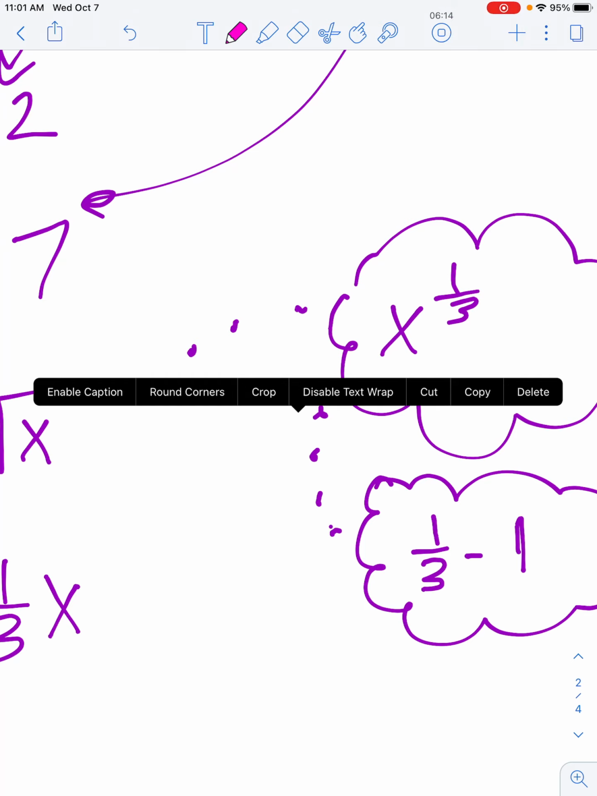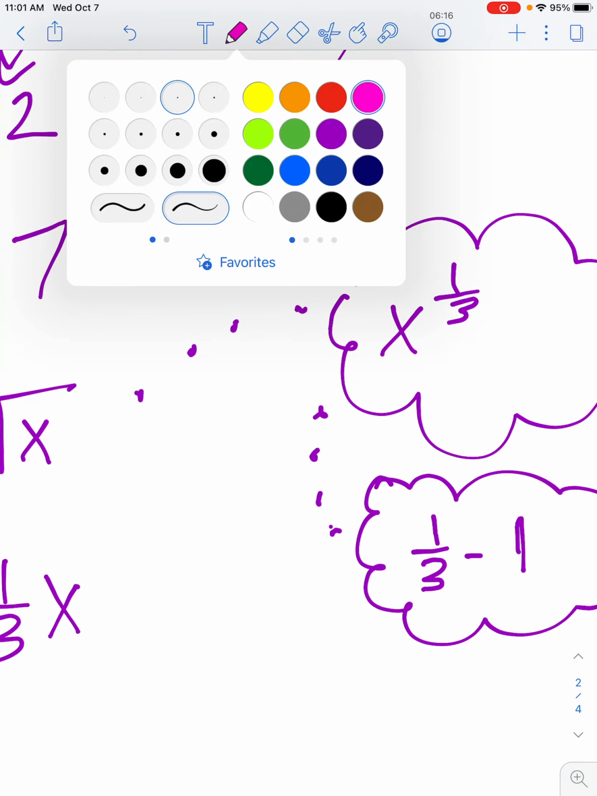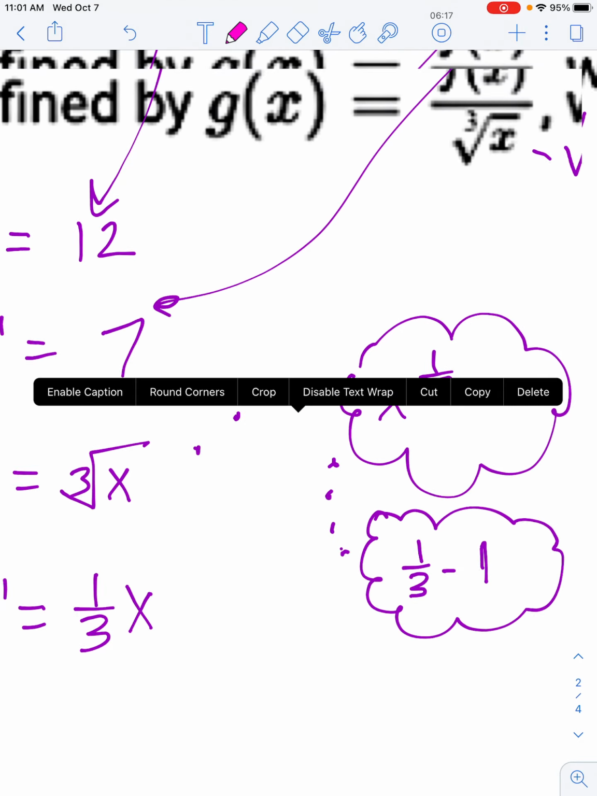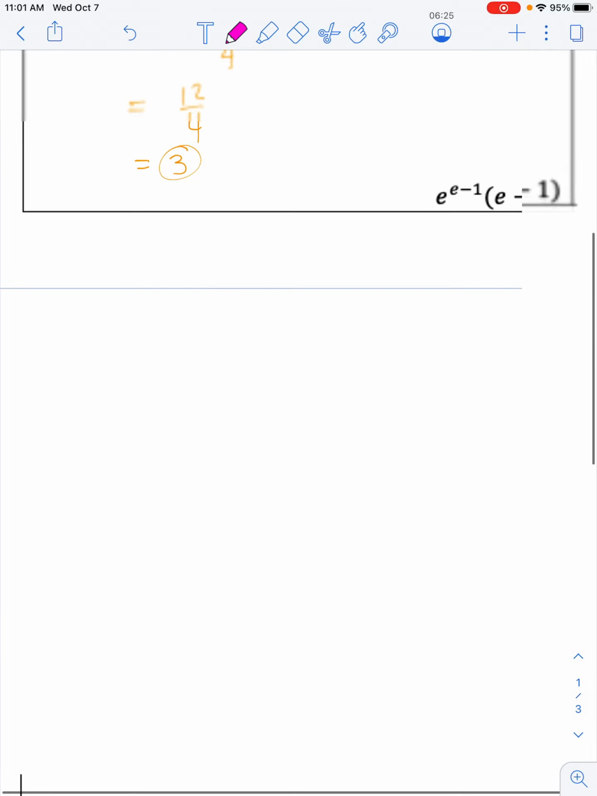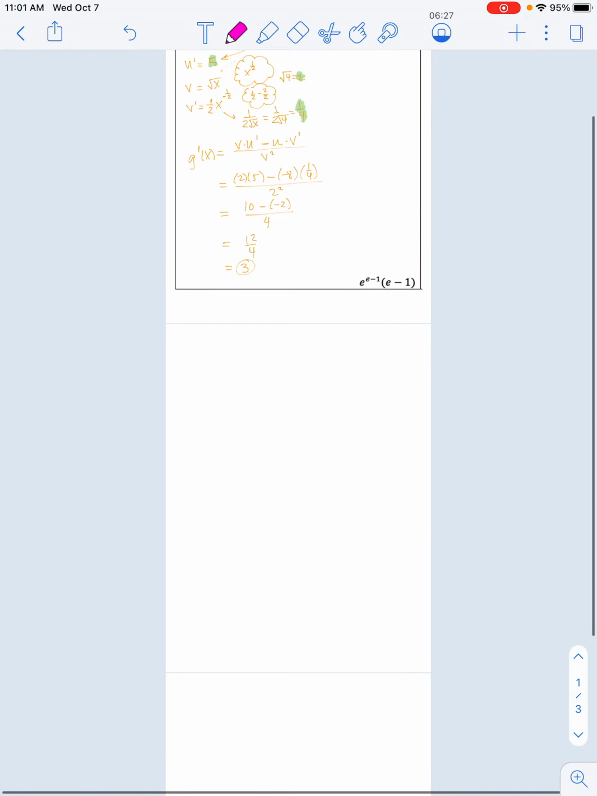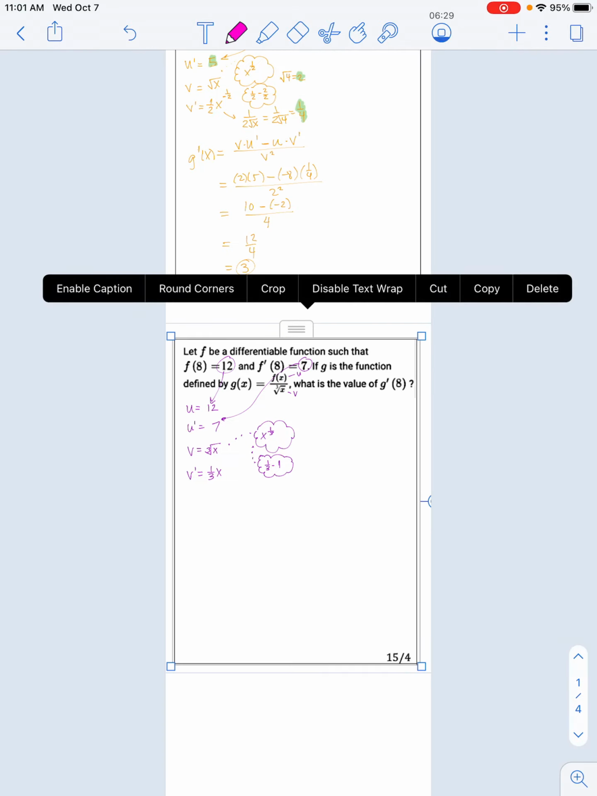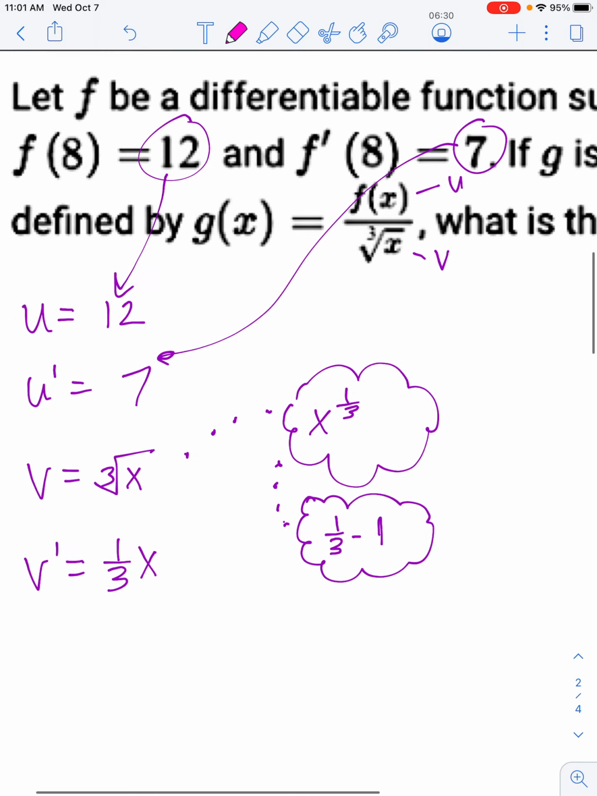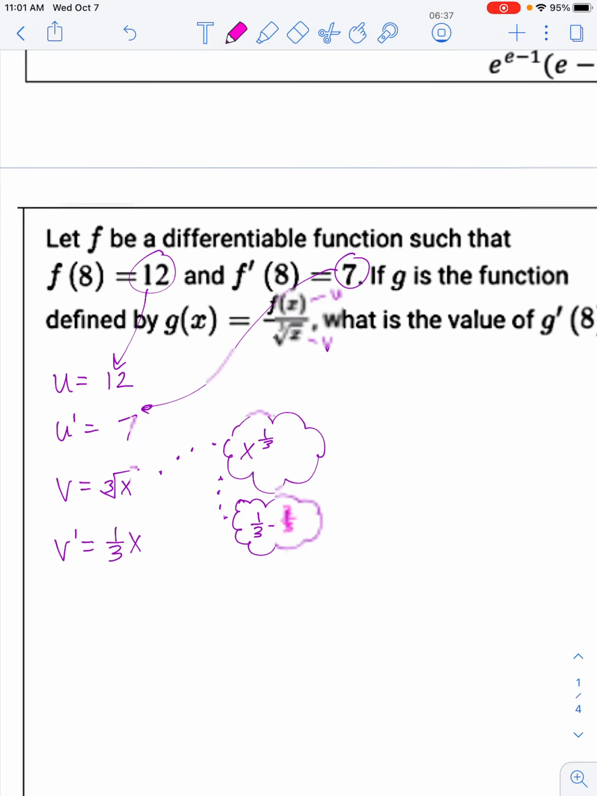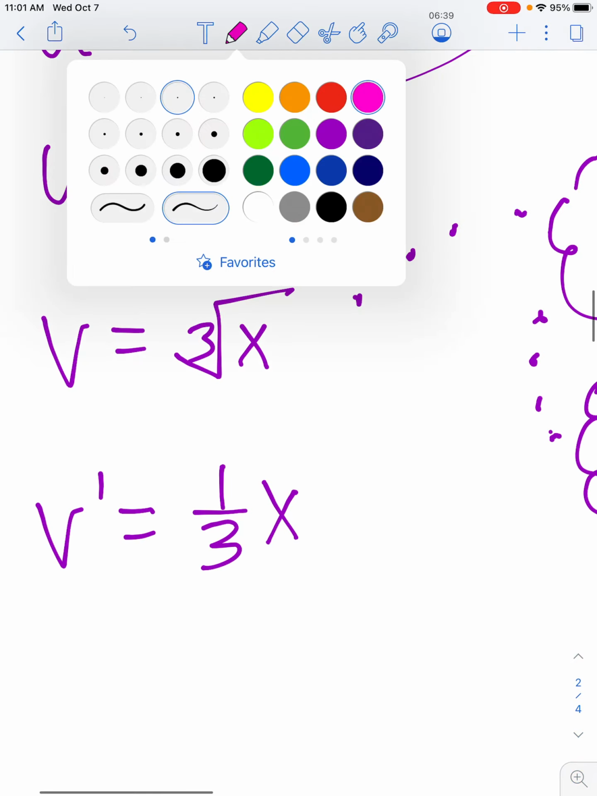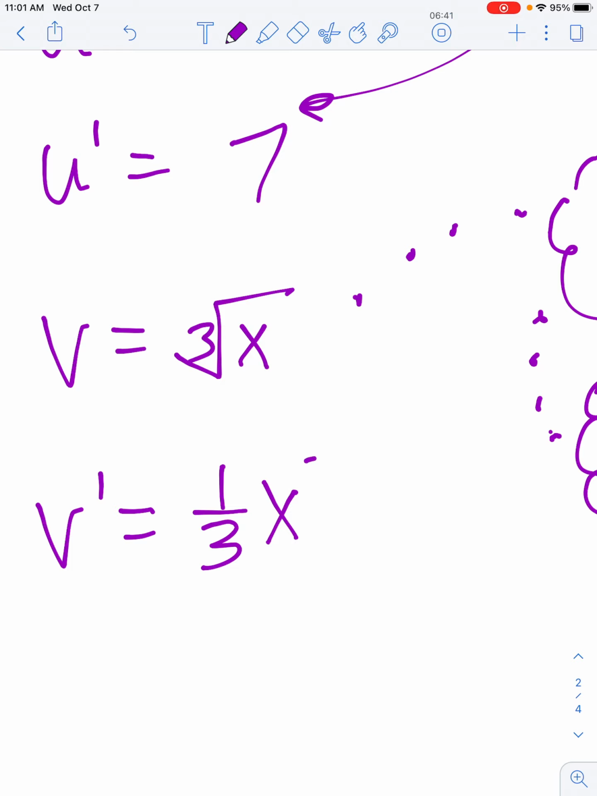1/3 minus 3/3. That's really what I need to think about. So that gets me a negative 2/3. So negative 2/3 for my new power.